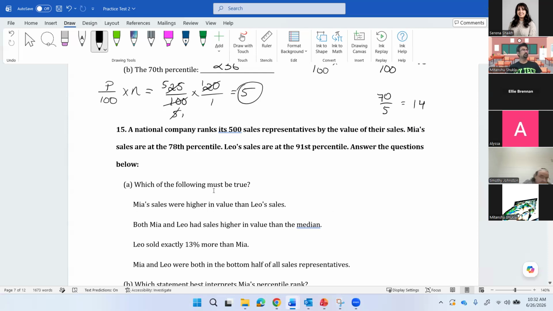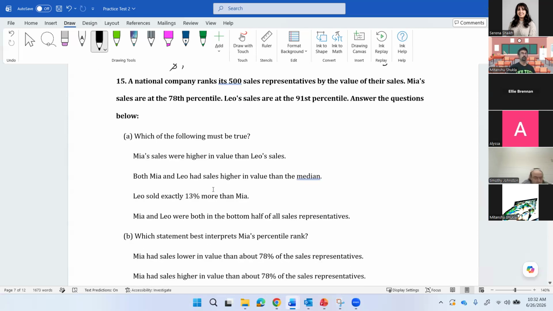Moving right along. Number 15. A national company ranks its 500 sales representatives by the value of their sales. Mia's sales are at the 78th percentile. Leo's sales are at the 91st percentile. Answer the questions below. Now, this is presented just like the one we did.